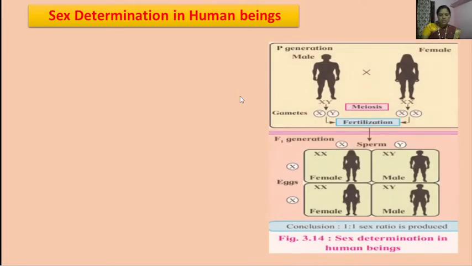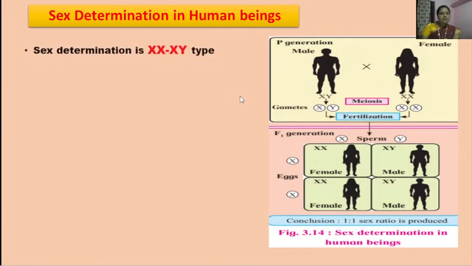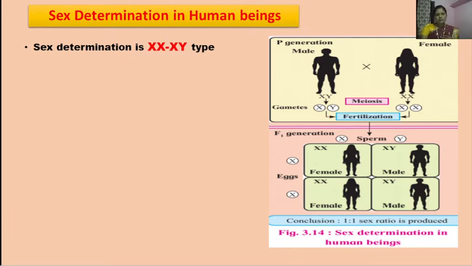So in human beings, we understand sex determination. The chromosomal mechanism of sex determination we find here is the XX and XY type. So what exactly is the XX and XY type? The chromosomal mechanism of sex determination in human beings is XX XY type.